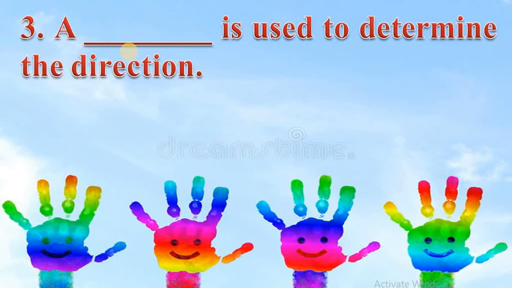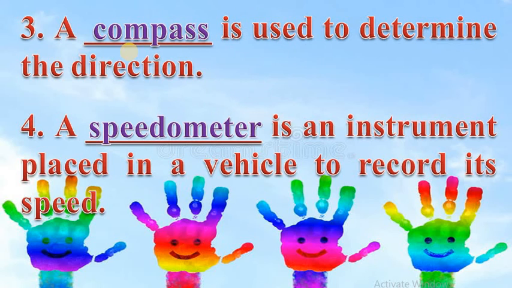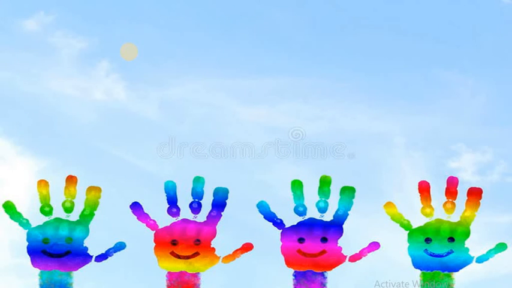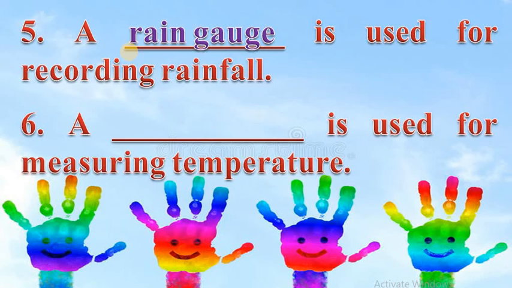Number 3, a blank is used to determine the direction. Answer is compass. Number 4, a blank is an instrument placed in a vehicle to record its speed. Answer is speedometer. Number 5, a blank is used for recording rainfall. Answer is rain gauge. Number 6, a blank is used for measuring temperature. Answer is thermometer.